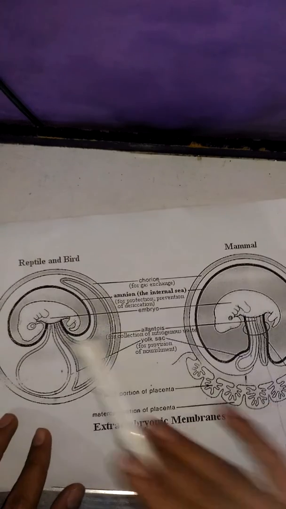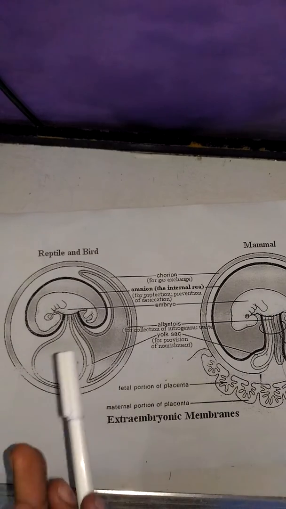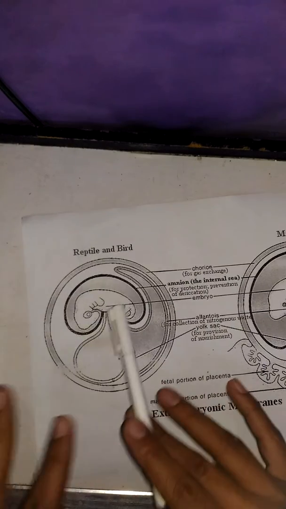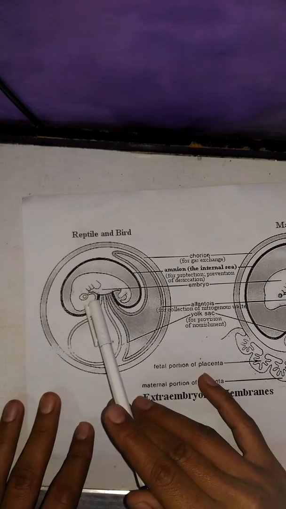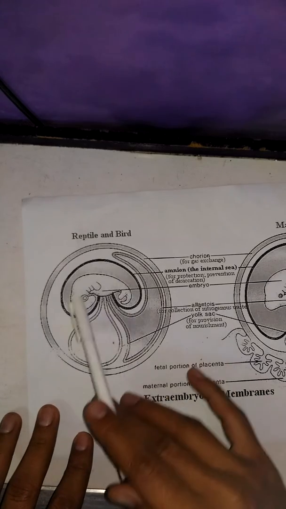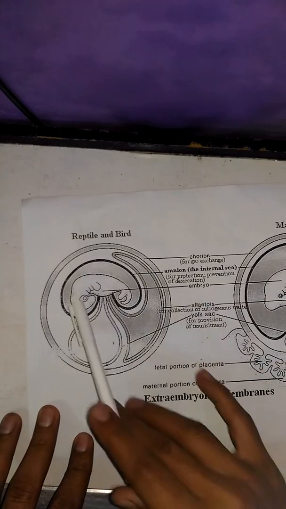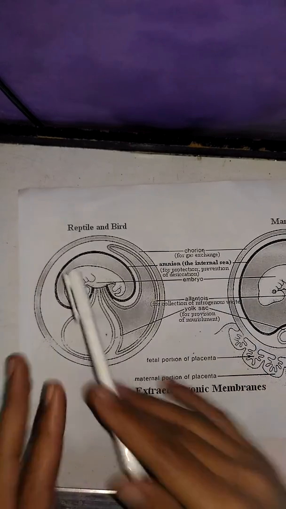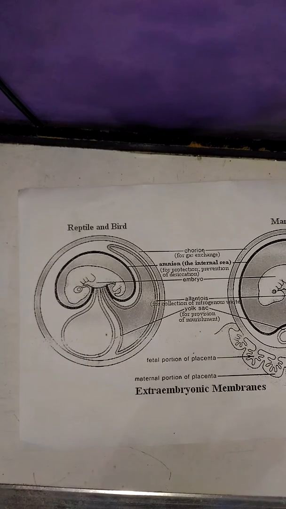Here we have two embryos. This is a reptile or bird's embryo, and this is a mammal's embryo. If you look here, this is the embryo, and it is covered by a cavity called the amniotic sac or amnion. Reptiles and birds develop inside an egg. They don't develop inside the womb of a mother, so they need food in a separate sac or cavity to nourish themselves.